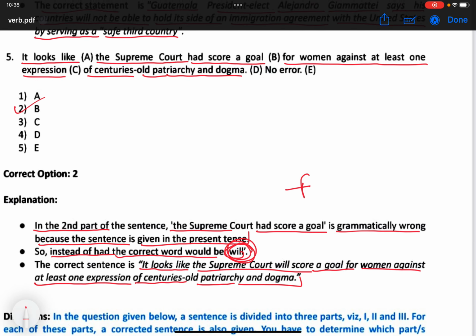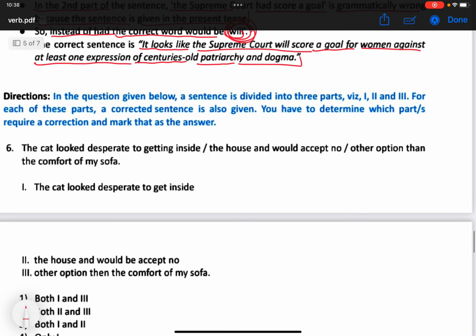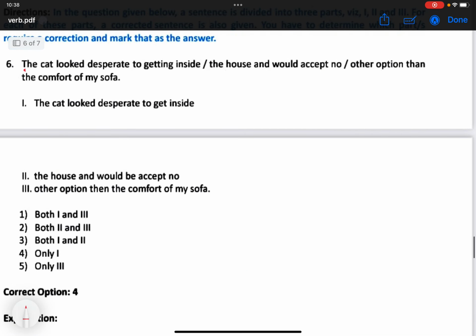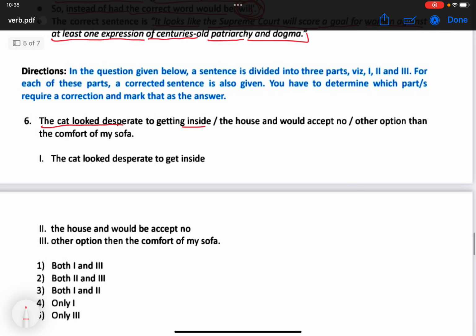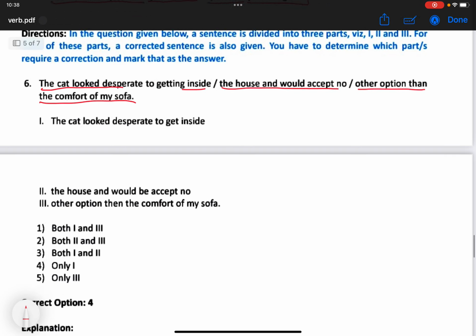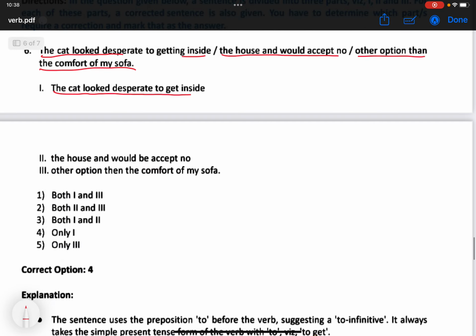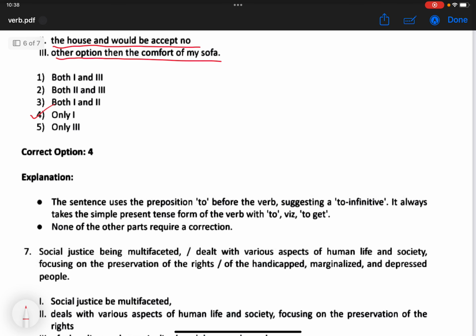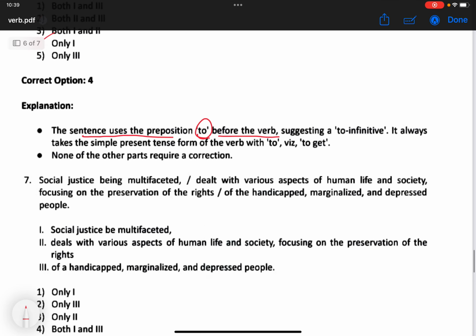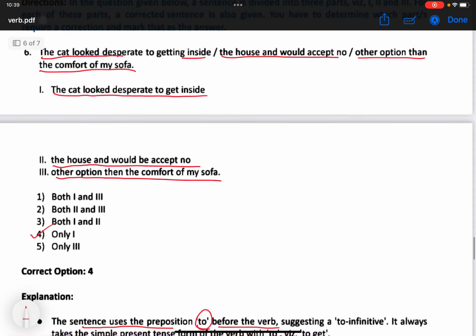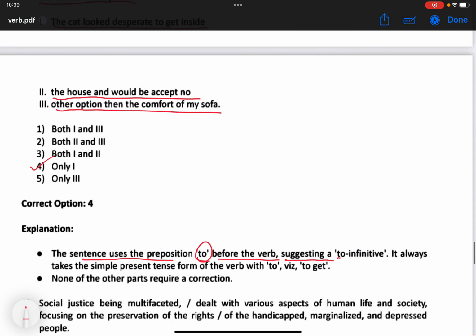ठीक है, बताओ कोई दिक्कत? चलो आगे बढ़ते हैं. The cat looked desperate to getting inside the house and would accept no other option than the comfort of my sofa. The cat looked desperate to get inside the house and would accept no other option than the comfort of my sofa. Only one. The sentence uses the preposition to before the verb, suggesting a to infinitive.